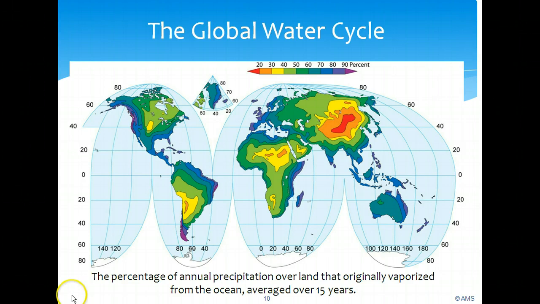This slide shows us the percentage of annual precipitation over land that originally vaporized from the ocean, averaged over the last 15 years or so. We see that the greatest percentage of water is released along the coastal areas, whereas the least percentage of water seems to be released internally, and that would make sense as far as water and the cycle goes.